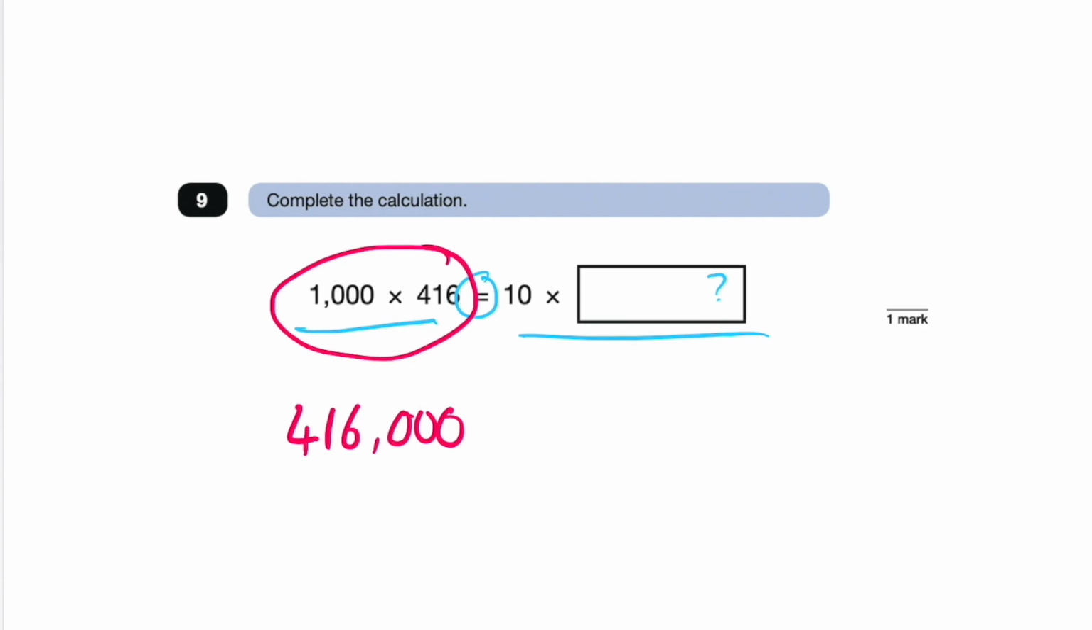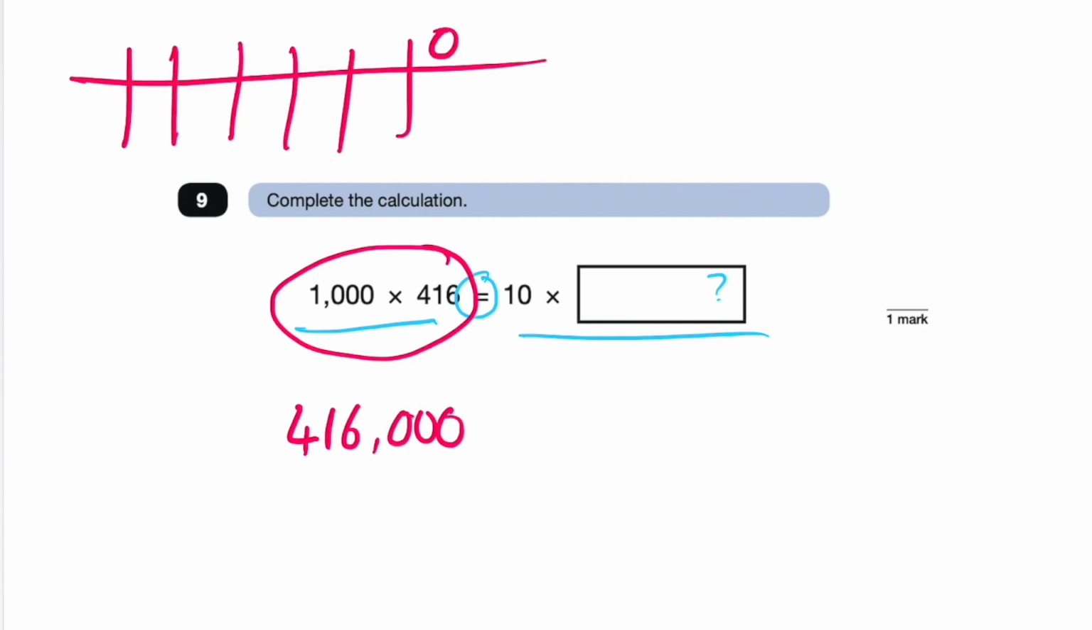If I wanted to draw my place value chart out, I could. Let's have ones, tens, hundreds, thousands, 10,000s, 100,000s. And I started with 416, but I'm timesing it by 1,000. So I would need to move it 1, 2, 3 places. So 1, 2, 3 brings the 4 into the 100,000, the 1 into the 10,000, the 6 into the 1,000, and I'd put my placeholders in place, 416,000.